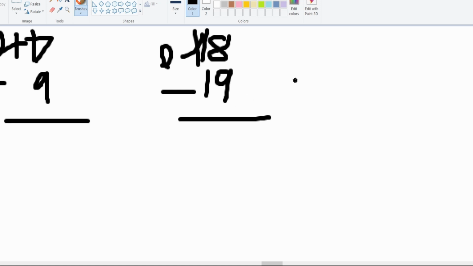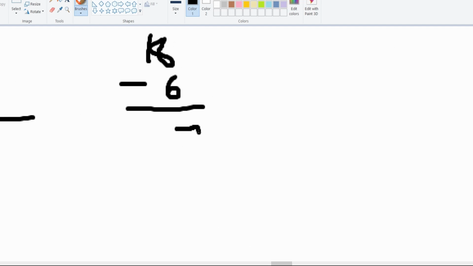So now we have 18 minus 6. Since 6 is a smaller number, we can easily subtract that. So now we have 2, but this isn't the end of the problem. See, now we have 12, but we don't want that. So we're going to morph 2 into 17.